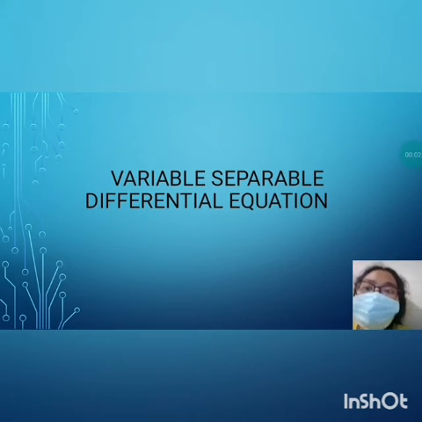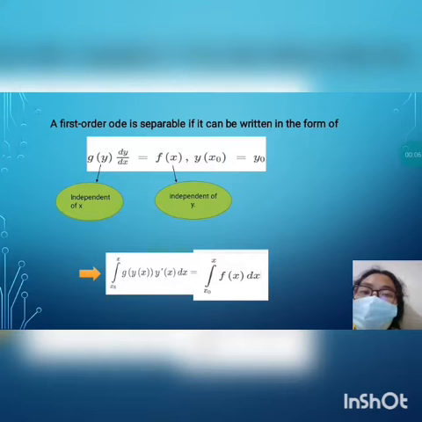We're going to tackle the variable separable differential equation. A first order ordinary differential equation is separable if it can be written in the form g of y, dy over dx equals f of x, and y of x sub 0 equals y sub 0. So g of y is independent of x and f of x is independent of y.